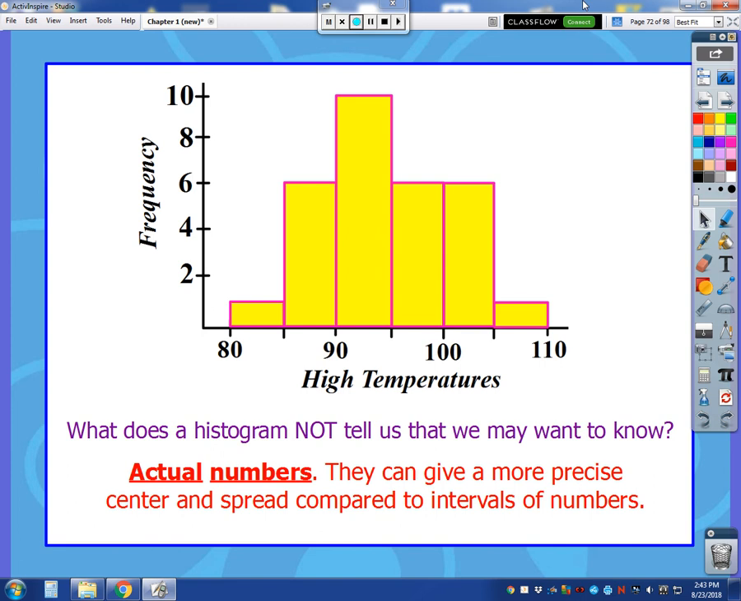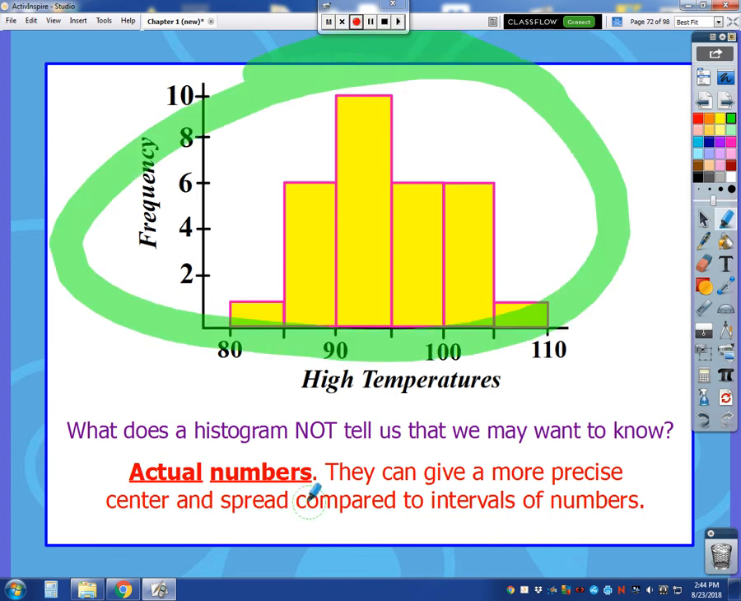All right, what does a histogram not tell us that we may want to know? The quick answer is the actual data values. So if you were given just a histogram, if you were only given this and you were asked to identify the minimum value, you would look at this and go, well, there's one number that's in this bin, but the only thing I know is that it's between 80, but not including up to 85.